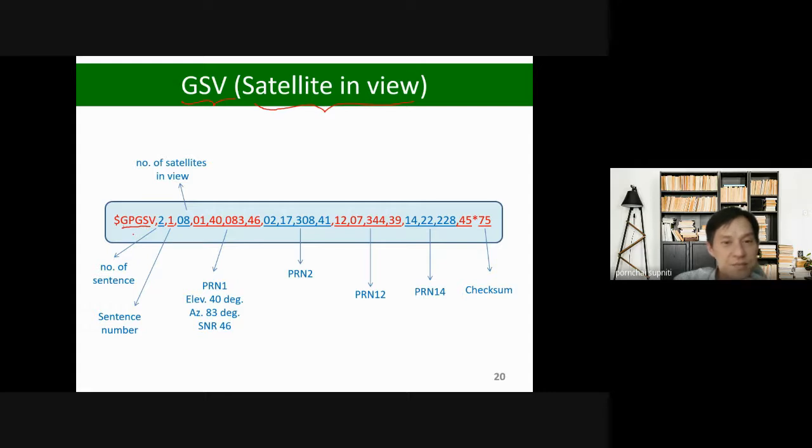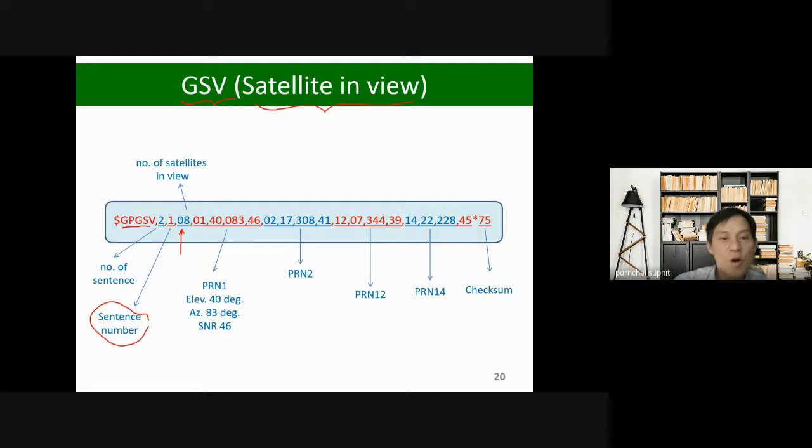Okay. And then the next number is the number of sentences. I guess this is how many lines there are, because it can be long. And which line number are we looking at? Okay. And then followed by how many satellites. So this is similar to the previous page that we looked at.